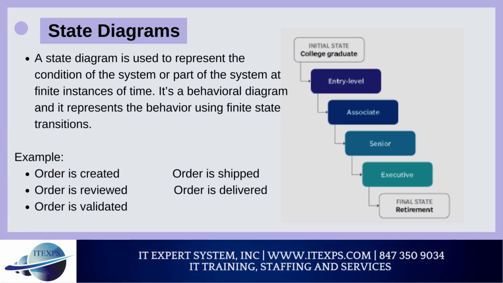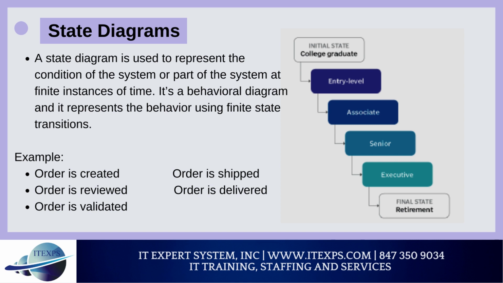State diagrams. A state diagram is used to represent the condition of the system or part of the system at finite instances of time. It is a behavioral diagram and it represents the behavior using finite state transitions. State diagrams are also referred to as state machines and state chart diagrams. These terms are often used interchangeably.